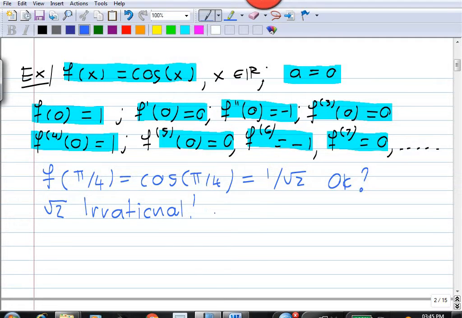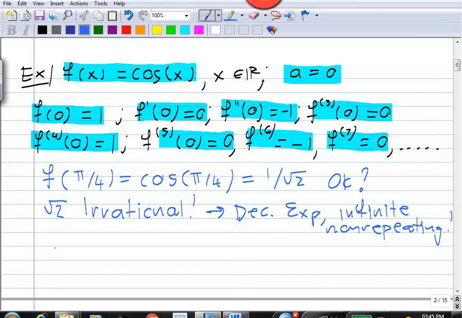That means its decimal expansion is infinite, and it doesn't repeat. So if you plug root 2 into your calculator, it's going to give you an answer, 1.414213, and so on. But be careful. This is in fact not equal to root 2. This is just an approximation for root 2.